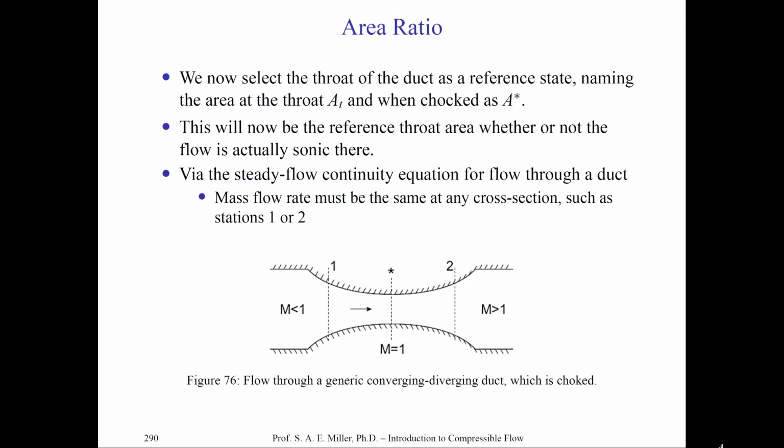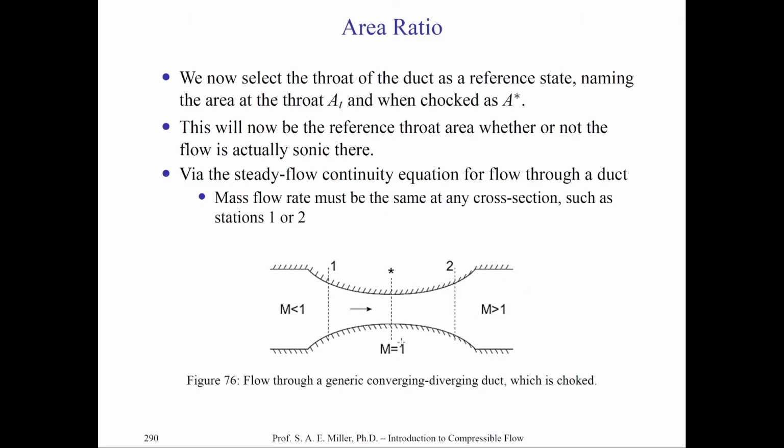Now, through the steady flow continuity equation, that's the conservation of mass equation, which we derive for variable area stream tubes, for flow through a particular duct, in this case, the mass flow rate must be the same at any cross-sectional area. For example, m dot is the same in the plenum, in the converging part, at the throat, in the diverging part of the flow, and through this exhaust area where we have a supersonic flow.